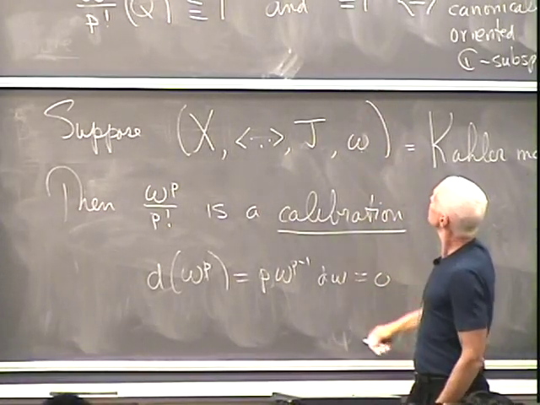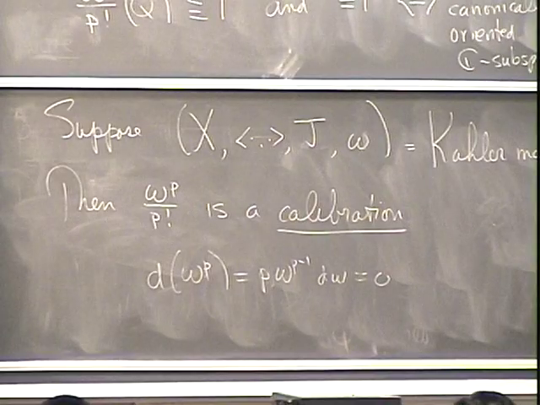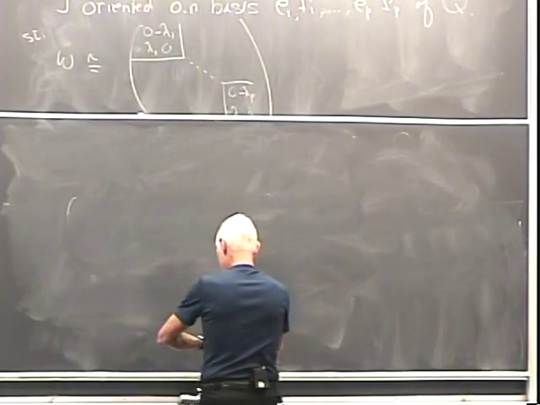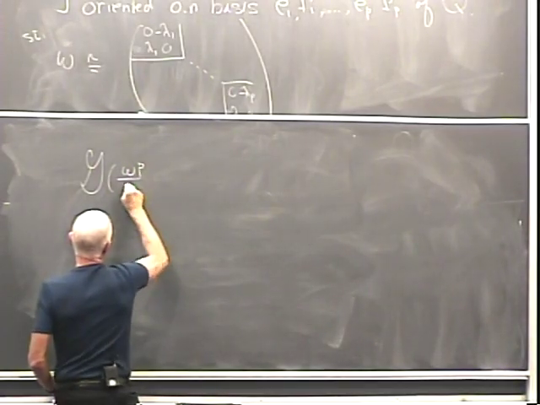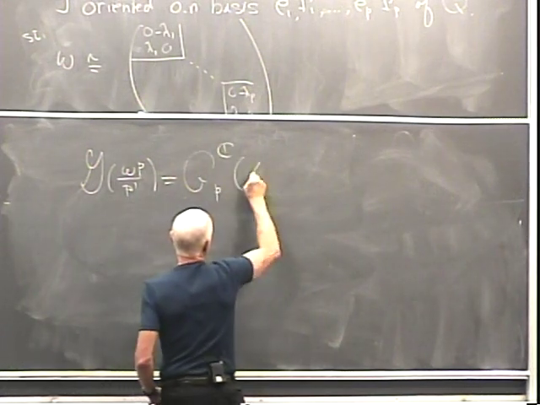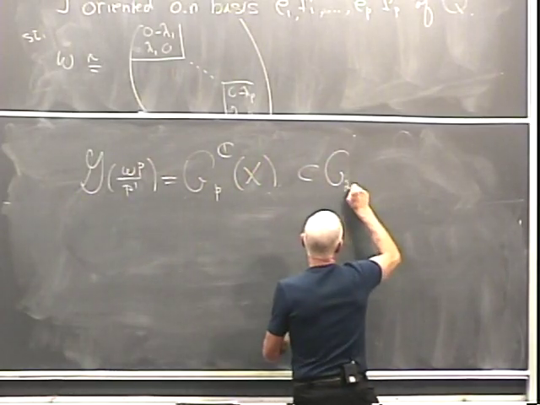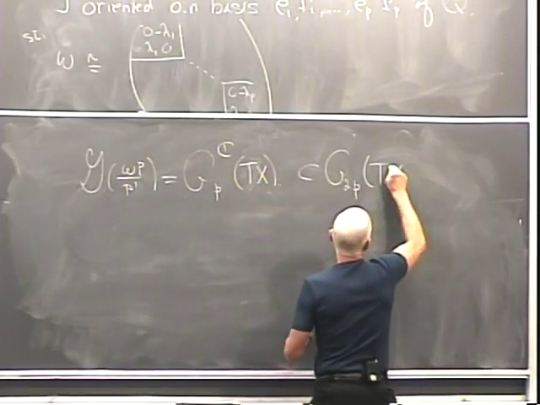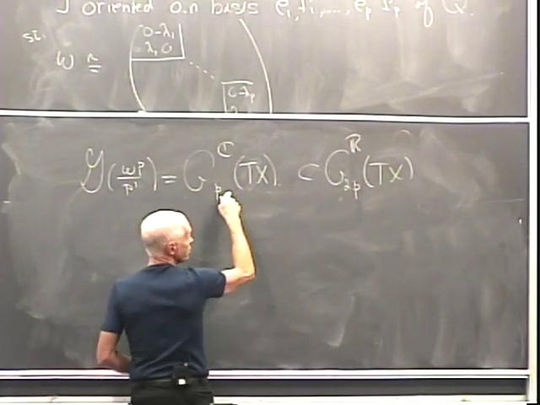And as we've seen from this, the associated set of planes is equal to the Grassmannian of complex p-dimensional subspaces, canonically oriented, sitting in G2P. I guess I used TX here, sorry. So here I'll emphasize that these are the real planes, oriented real planes, and these are the complex ones.